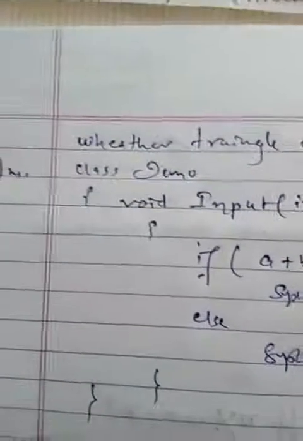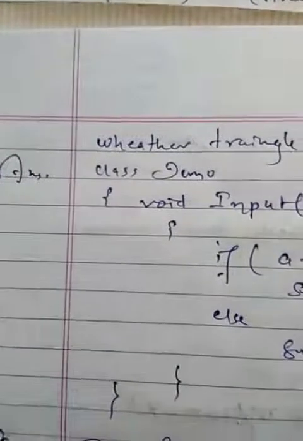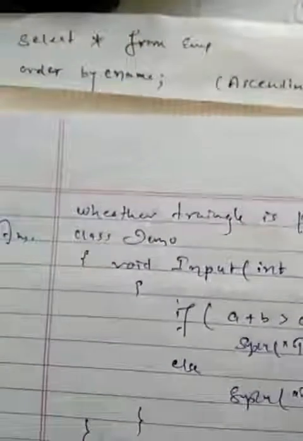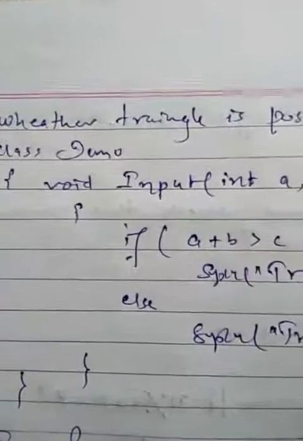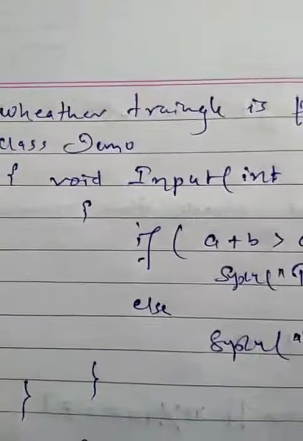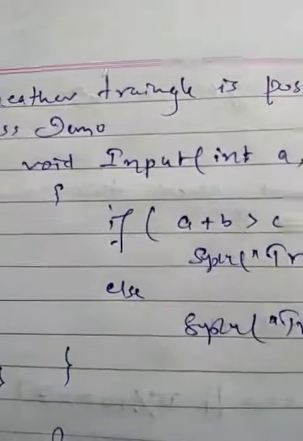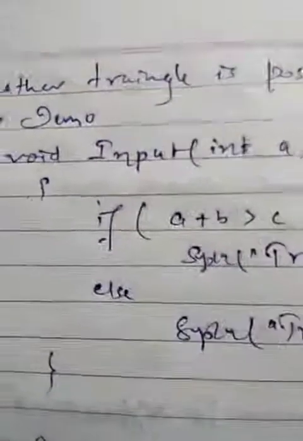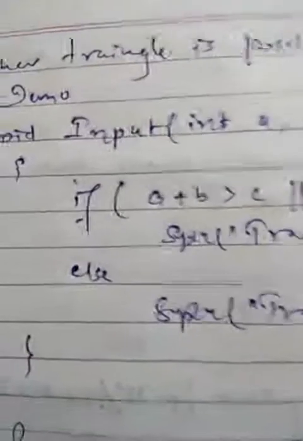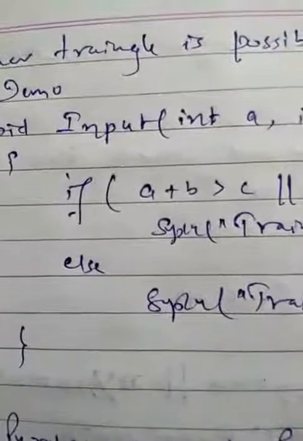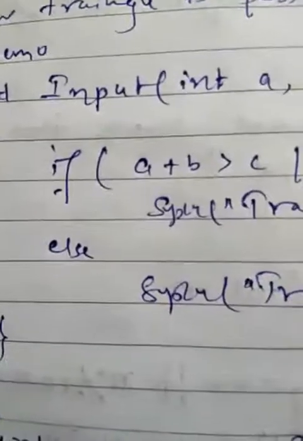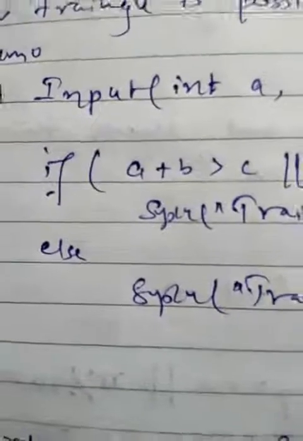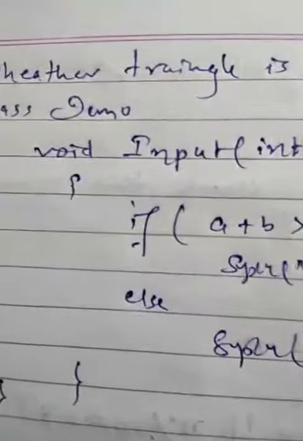Now the next two more questions. Question number 6 is: input the three sides of a triangle and check whether the triangle is possible or not. When you input three sides, the triangle is possible when the sum of any two sides is greater than the third side, otherwise the triangle is not possible.